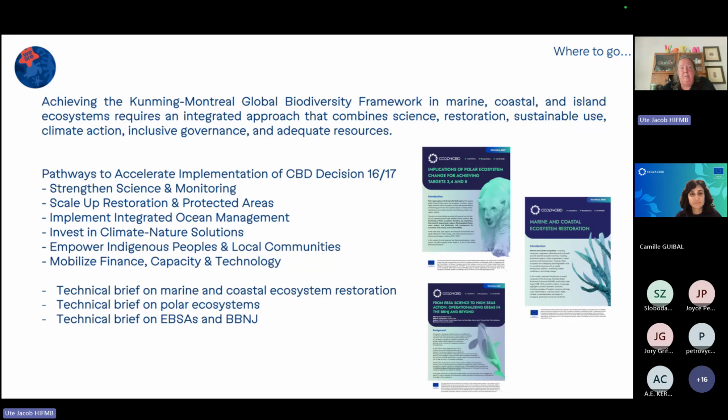Pathways to accelerate the implementation of this CBD decision are to strengthen science and monitoring, scale up restoration and protected areas, implement integrated ocean management, invest in climate nature solutions, empower indigenous peoples and local communities, and mobilize finance, capacity, and technology. And COP4CBD has really gathered great teams to tackle three of the most important topics: the implications of polar ecosystem change for achieving targets 3, 4, and 8, marine and coastal ecosystem restoration, and from EBSA science to high seas actions. You can download these briefs on the COP4CBD site, and I'm pretty sure links will be shared.